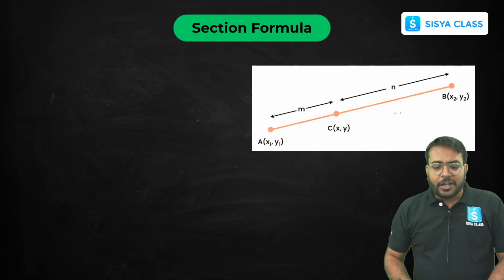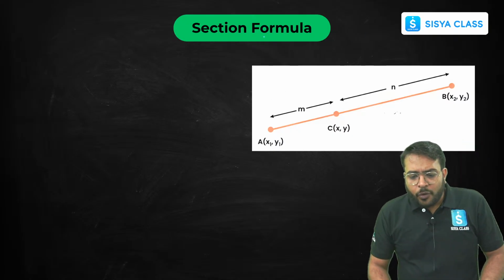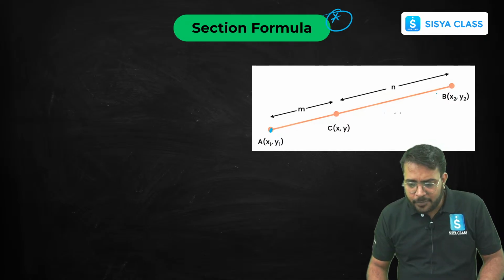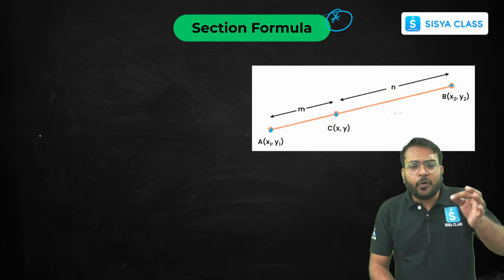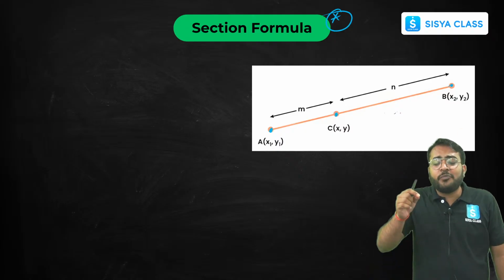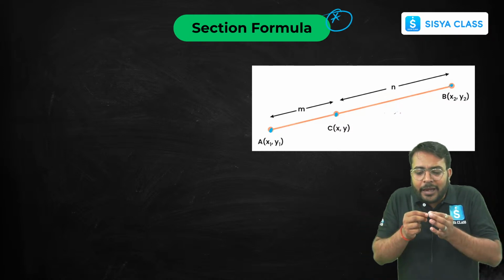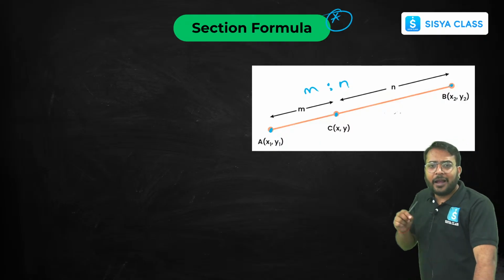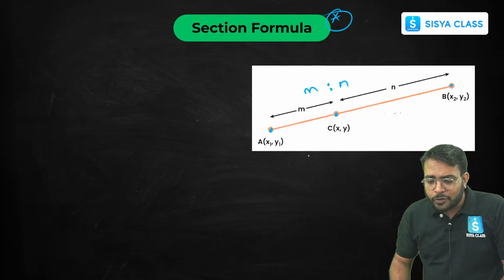Now section formula beta, section formula. When we are going to use section formula, suppose we are having a point A and B, their coordinates are mentioned, and we need to find out the coordinate of C. Suppose I have to find the coordinate of C, and this point should be such that it is dividing the line AB in the ratio of m:n. If it divides the line in the ratio m:n, then what will be the coordinate of point C?